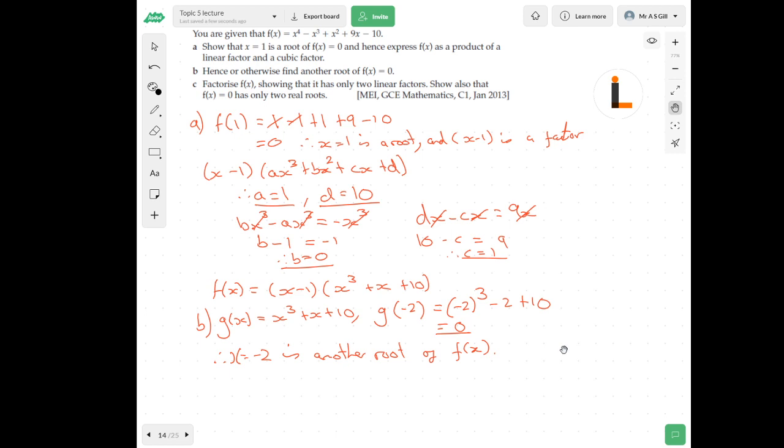And now we're going to use this for part C as well, which is factorize fully. And what I would do here is I would factorize g of x as if it was a separate function, and then put it back into f of x by adding this in later. So what I mean by that is, we'll say part C, g of x is going to be x plus 2 times some quadratic.